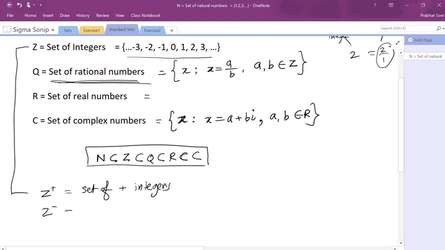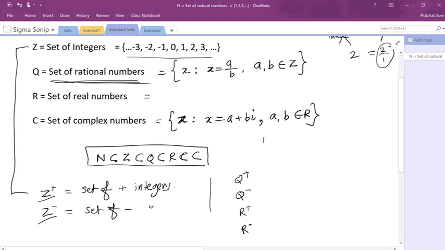And if I do Z minus, it's the set of negative integers. And likewise we have Q plus, Q minus, R plus, and R minus. Just remember that when you do plus and minus, the 0 is not included. So 0 falls neither in Z plus nor in Z minus. Likewise here, 0 does not fall here and here.